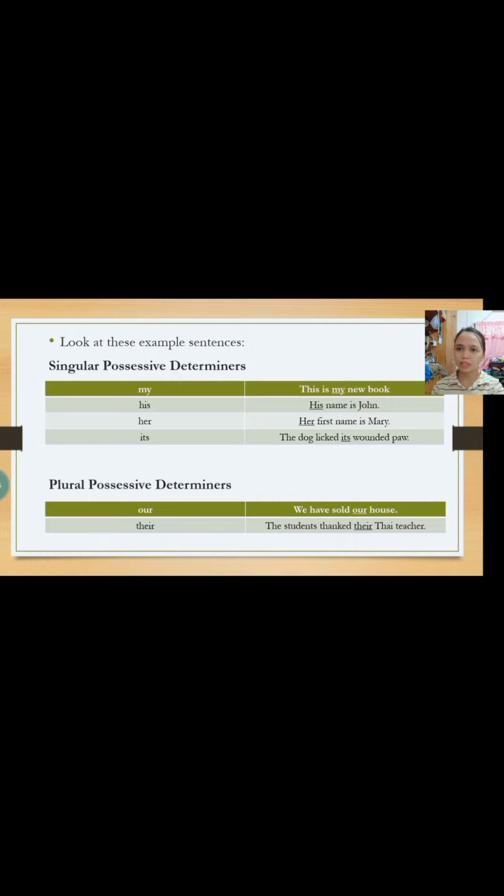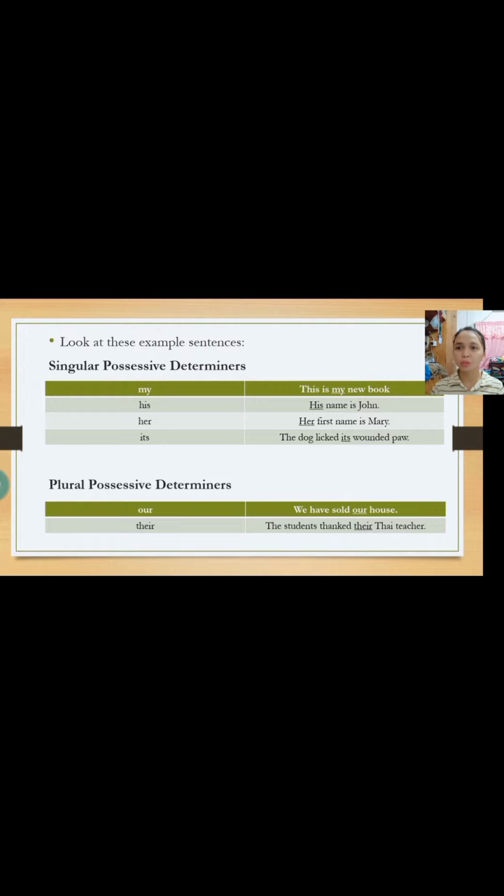For the third sentence, we have her. Her first name is Mary. The word her is the possessive pronoun determiner because it refers to the noun name. Well, the word first also refers to the noun name. Now, for the last example of the singular possessive determiners is the word its. The dog licked its wounded paw. It is obvious that the possessive pronoun determiner here is the word its.